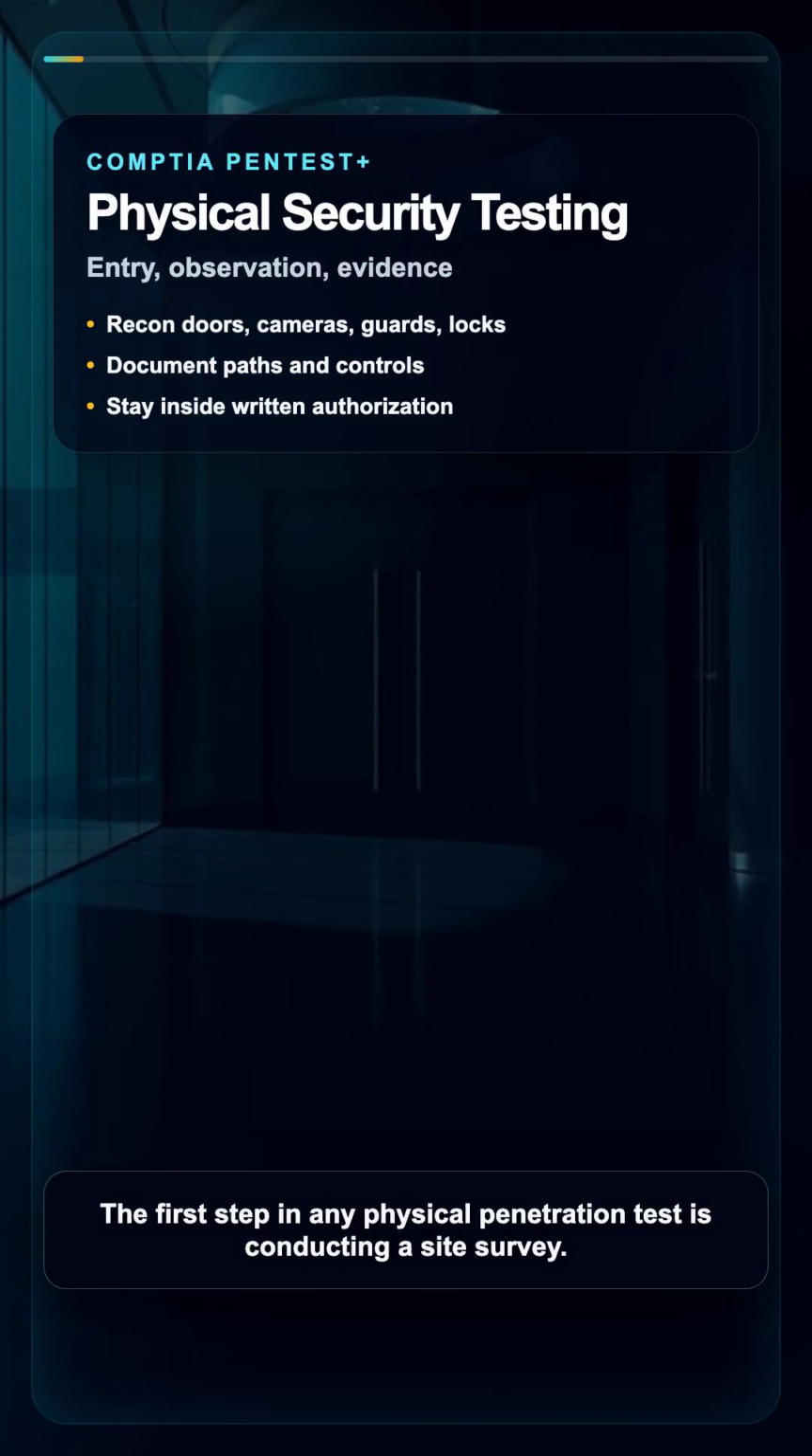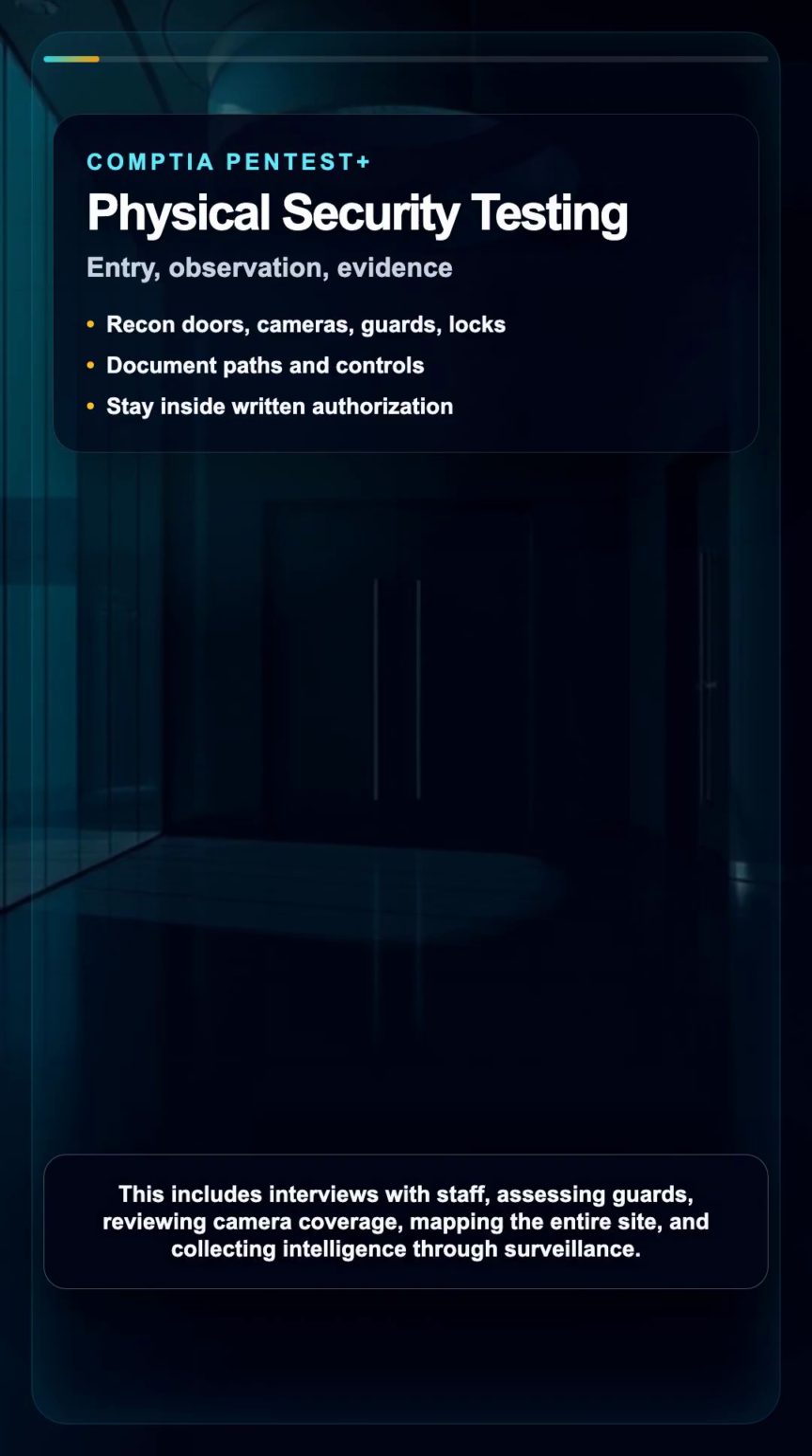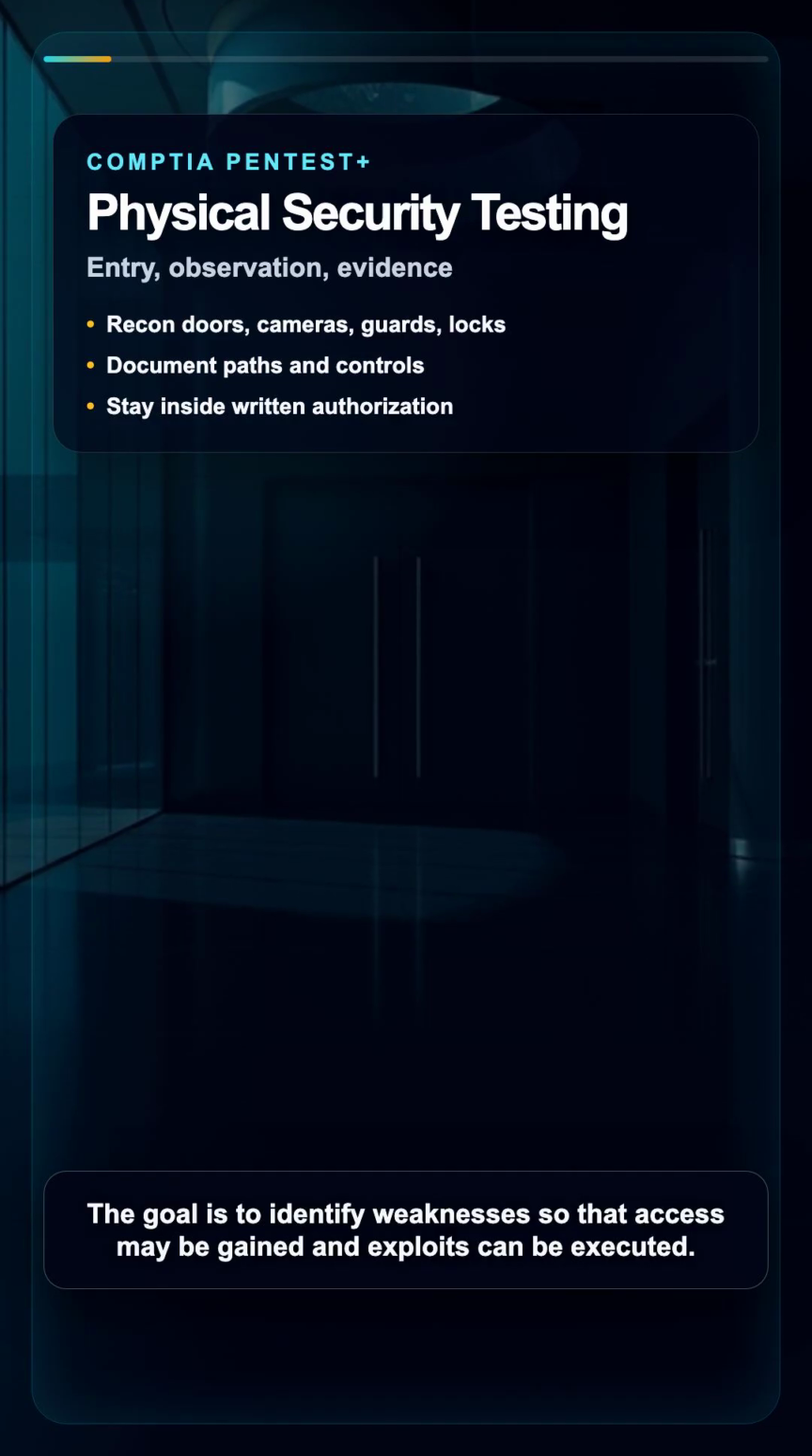The first step in any physical penetration test is conducting a site survey. A site survey assesses the viability of the current physical security posture. This includes interviews with staff, assessing guards, reviewing camera coverage, mapping the entire site, and collecting intelligence through surveillance. The goal is to identify weaknesses so that access may be gained and exploits can be executed.